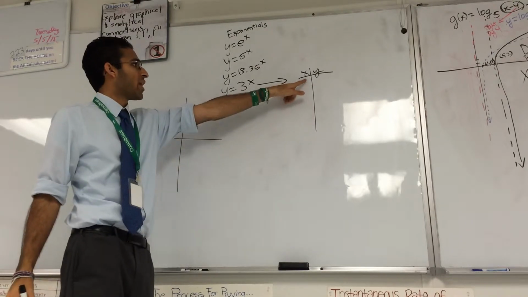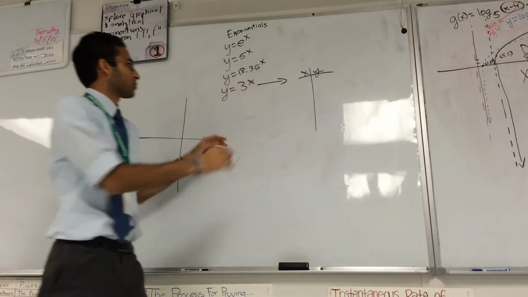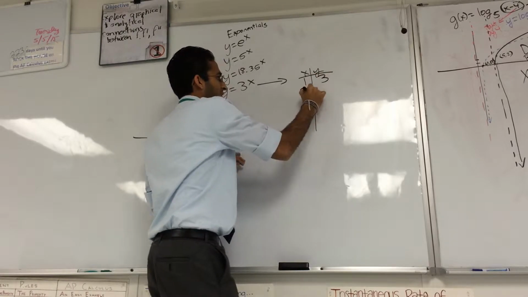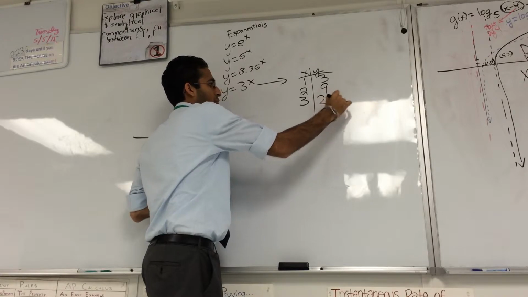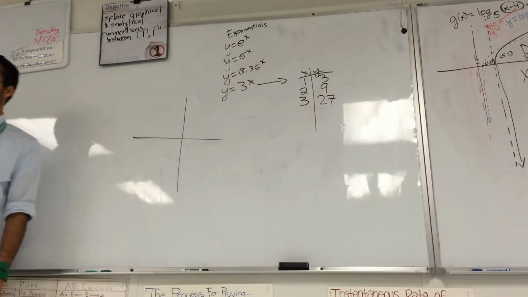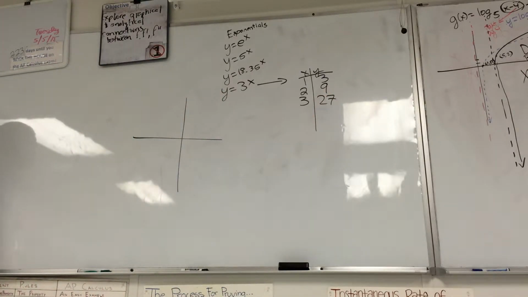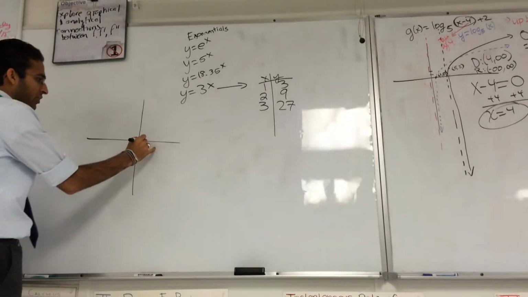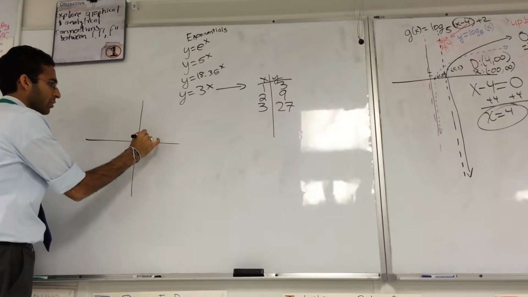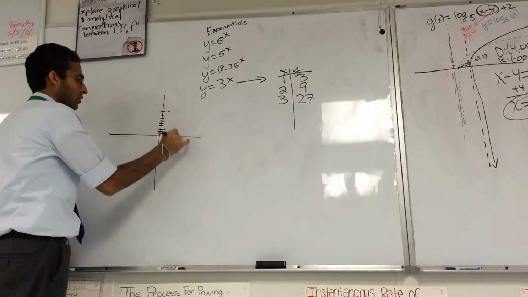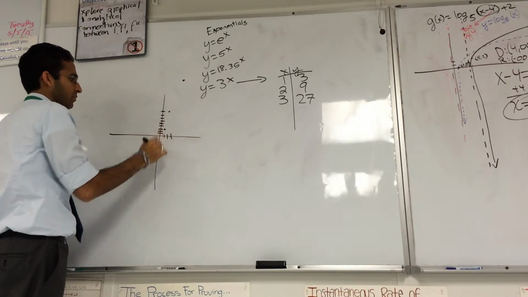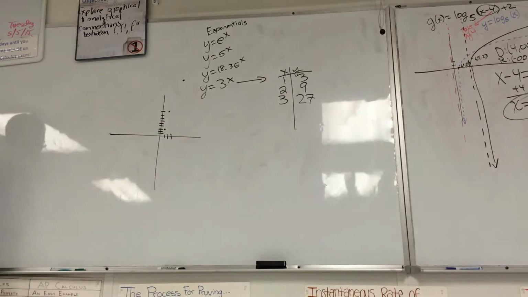So if x is 1, 3 to the first power is 3. If x is 2, 3 squared is 9. If x is 3, 3 cubed is 27. And I could keep on going. That's pretty simple. So here's x equals 1, y equals 3. X equals 2, y is 9. And x equals 3 is way up here at 27. Yeah, so I would consider all these like parent functions.